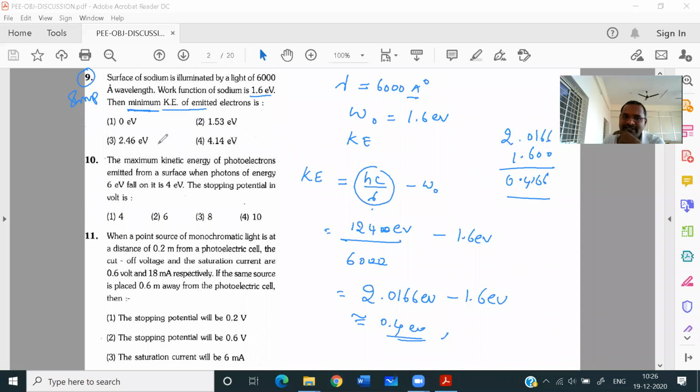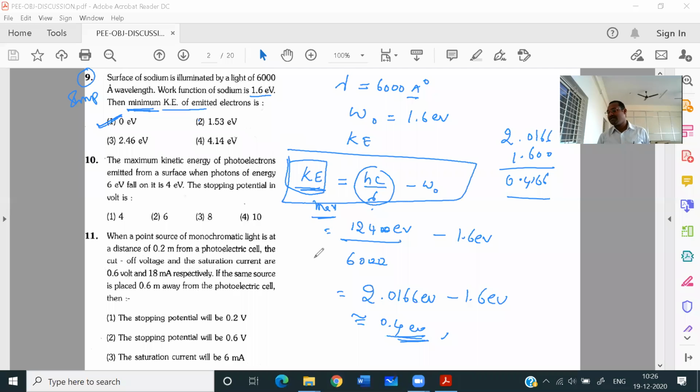The option is not there here, so students will get confused. But the reason, see here: this is the maximum kinetic energy with which the electron will be emitted, maximum only this much, 0.4 electron volt. Then what would be the minimum value? Minimum value is 0. Remember always, without doing calculations, we can give the answer orally, because they are asking minimum kinetic energy. So minimum kinetic energy of any photoelectric electron is 0 always. Maximum kinetic energy can be calculated by this formula. Remember this point, students.